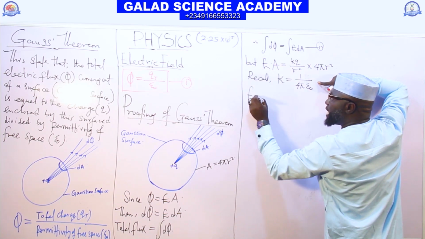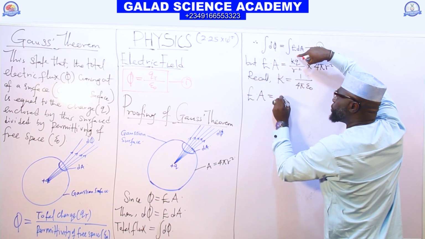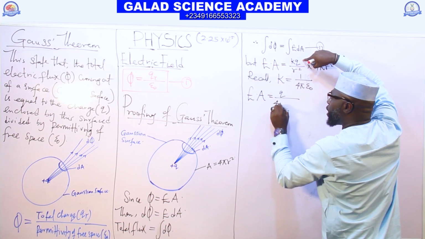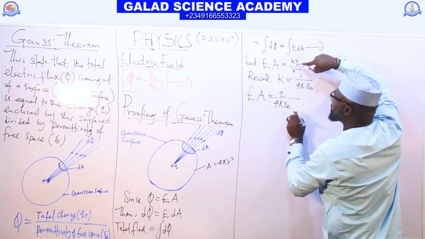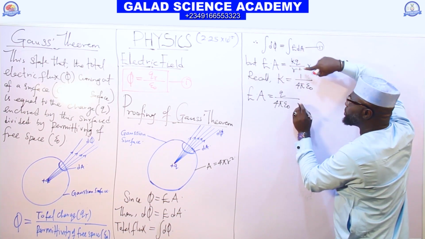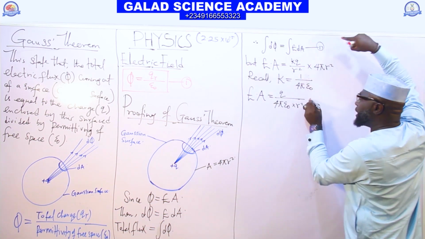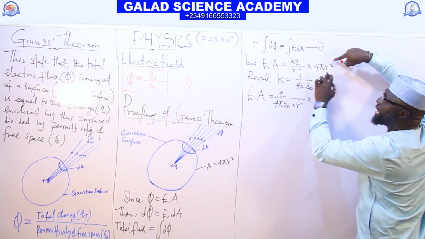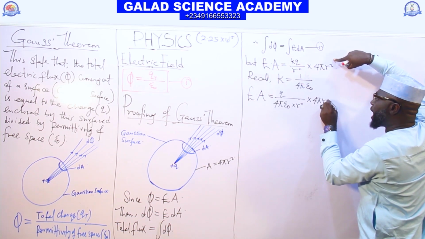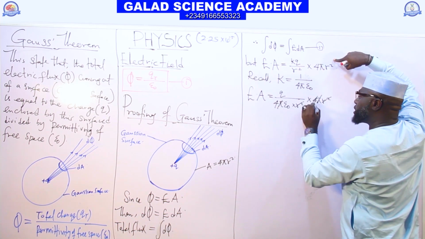Good. So you put it here for the K. You will now have E A equal to 1 times Q over 4 pi E naught, multiplied by this R square, and then multiplied by this A, which is 4 pi R square. This cancels this, good. This kills this, this kills this.